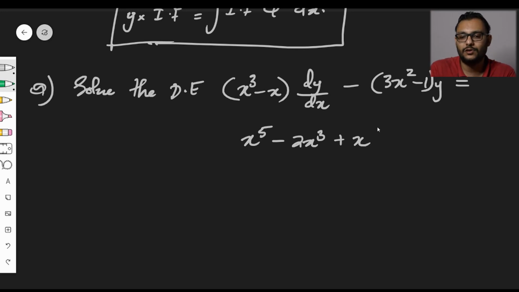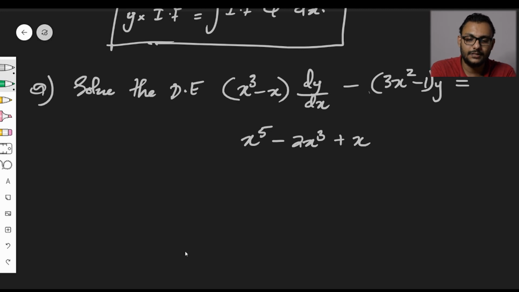First of all, we have to arrange this equation to our standard form. In this particular case, if we check for homogeneity, this term has degree 3 and this is 1. This has degree 2 and this has degree 0. So we cannot use the homogeneous type of differential equation for solution. So we have to check whether this comes under the title of linear differential equation.